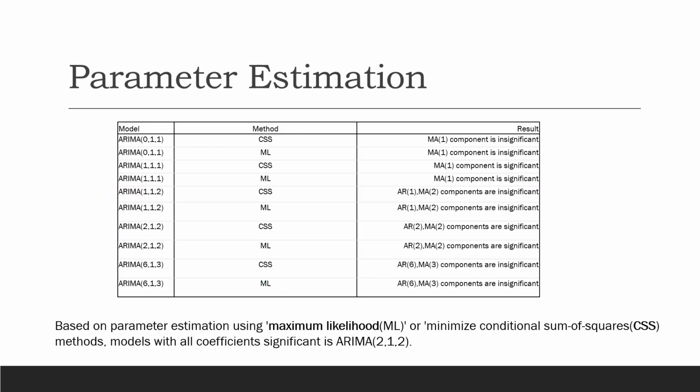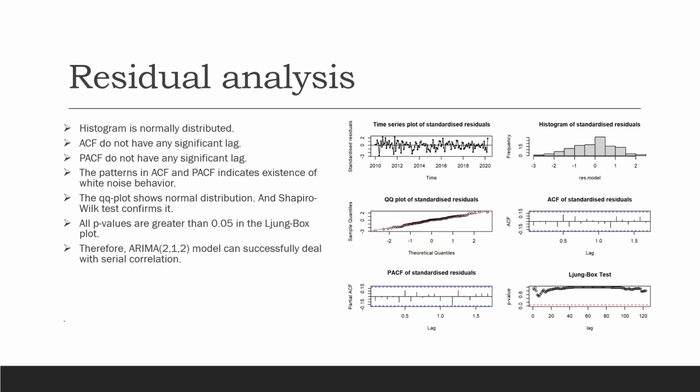So based on parameter estimation using maximum likelihood and conditional sum of squares methods, we have found the ARIMA 212 model as the most significant model with all coefficients as significant. After checking for overfitting, we have done residual analysis using ARIMA 212.